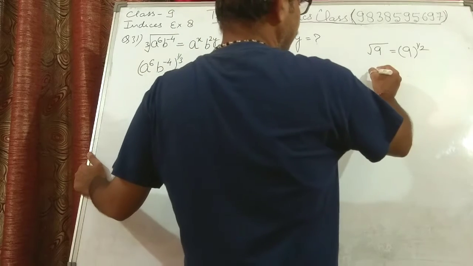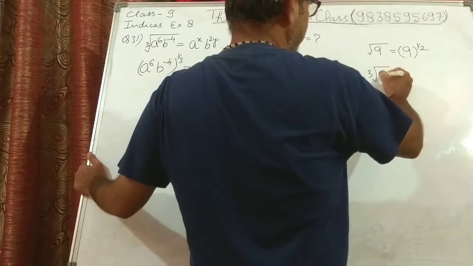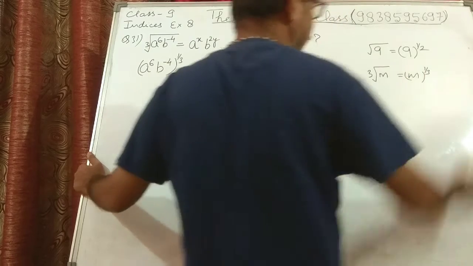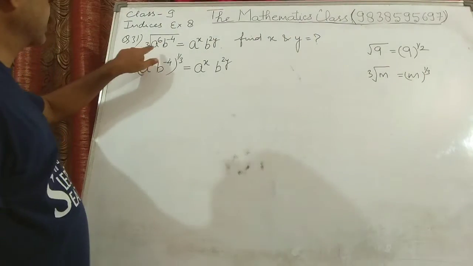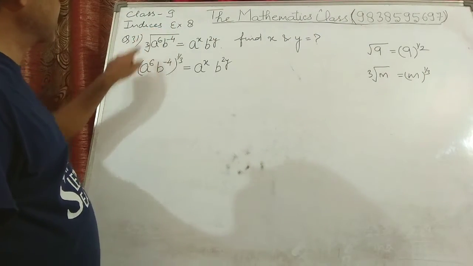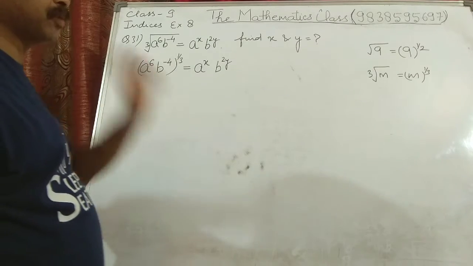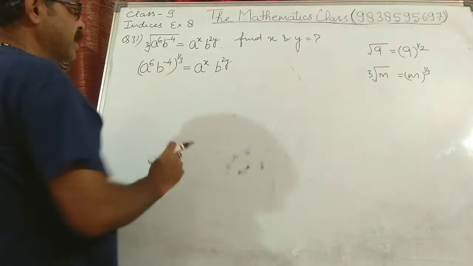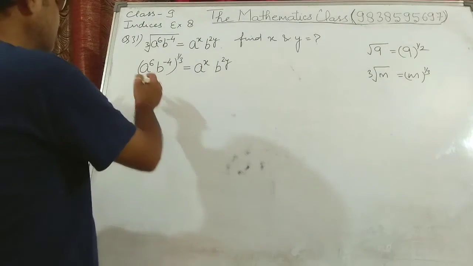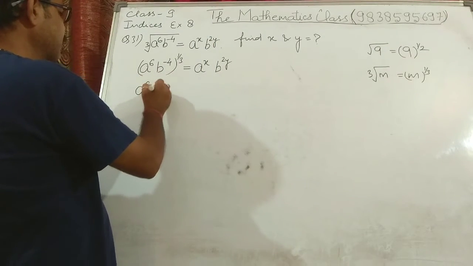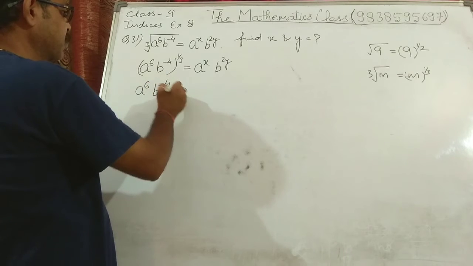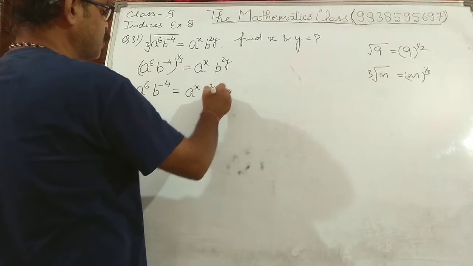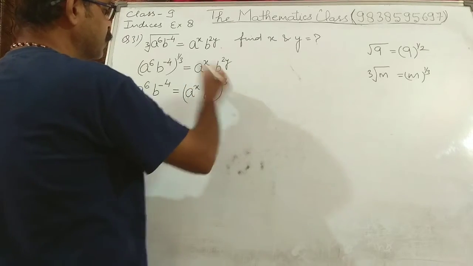Similarly, if it is written cube root of m, it can be written as m to the power 1 upon 3. So in this, it is cube root of this total expression, so I have written total expression to the power 1 upon 3. Now when this 1 upon 3 power goes to this side, it will become cube, whole cube. So a to the power 6, b to the power minus 4 is equal to a to the power x, b to the power 2y whole cube.